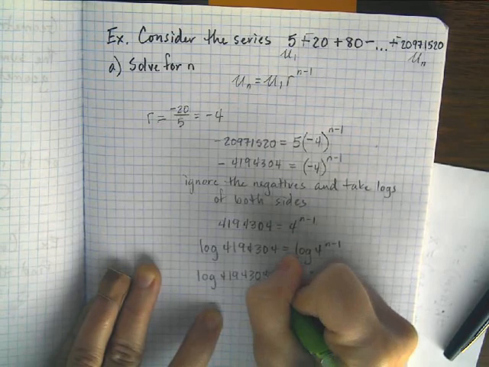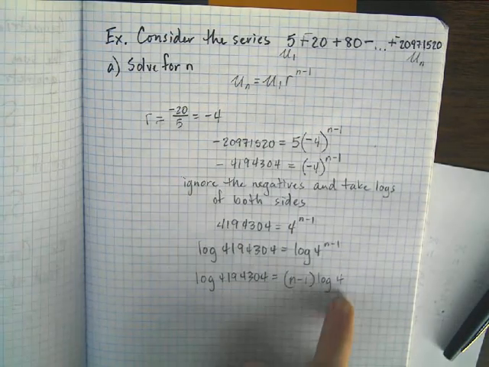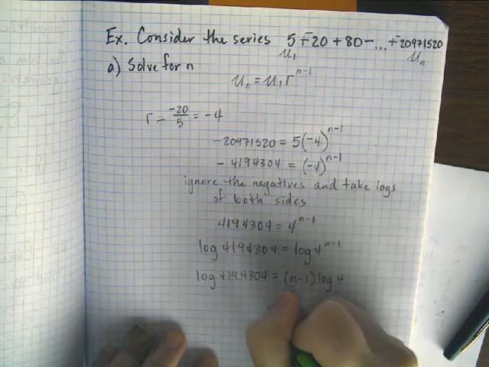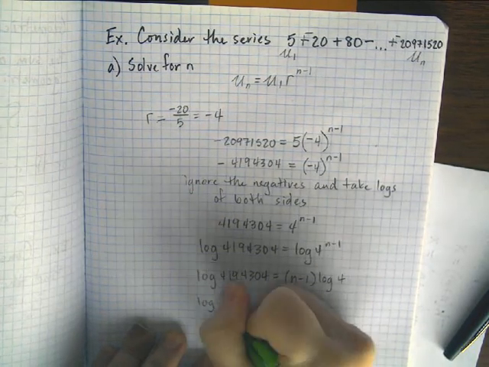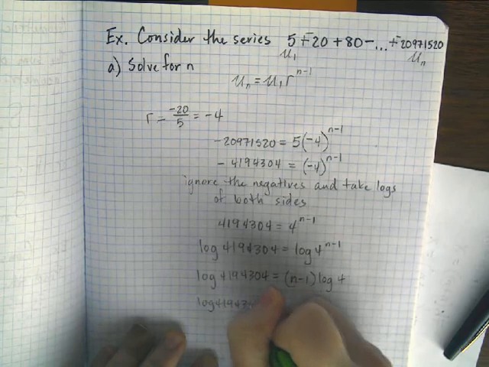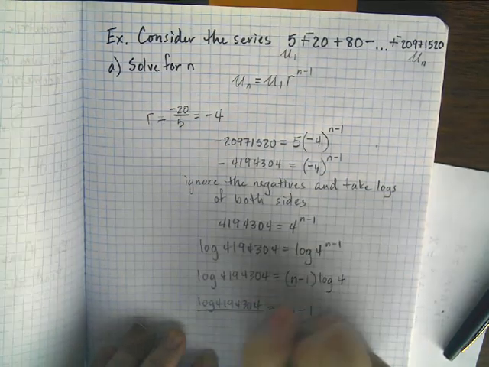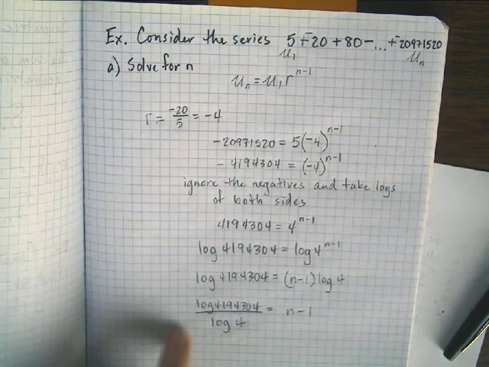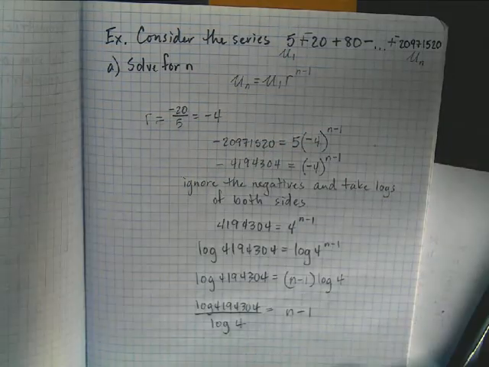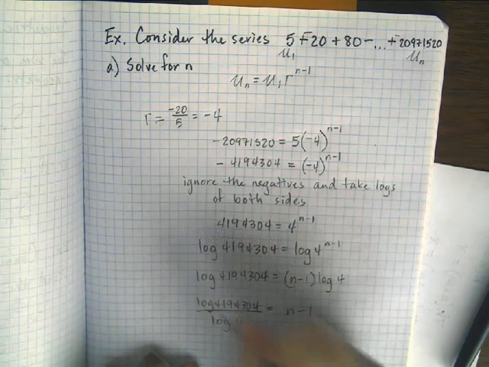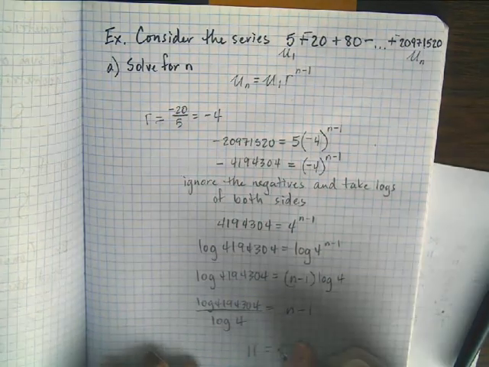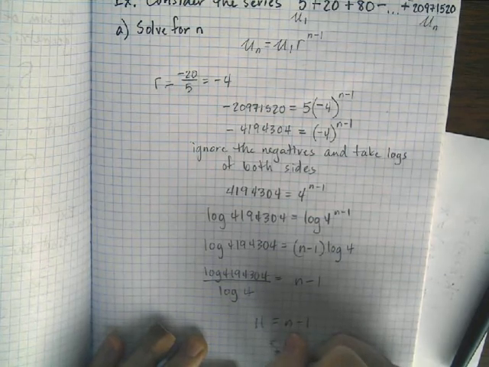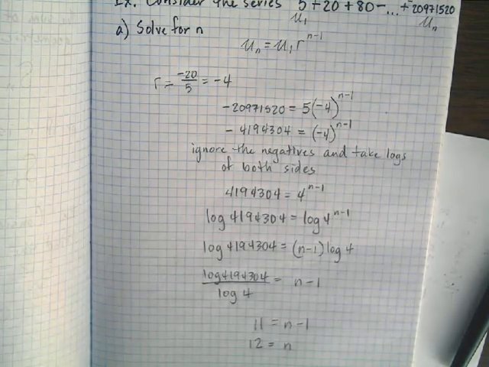4194304. I'm now going to get my logs to one side so my n is by itself. n minus 1 is equal to log of 4194304 divided by log of 4. And then magic happens. Put this into my calculator, and it equals 11. If you enter this in, you get 11. It's n minus 1, so then add 1 to both sides, and you get n equals 12. Holy cow. So we found n.